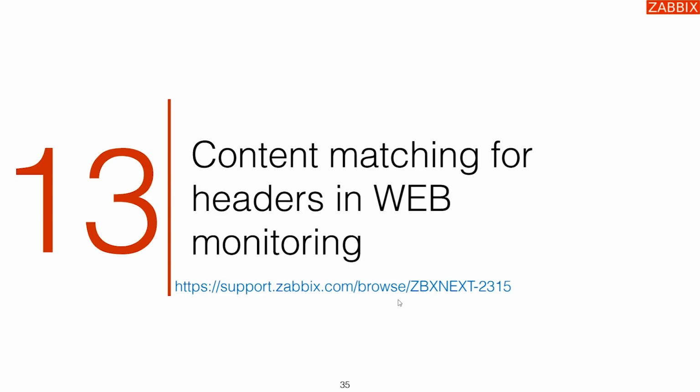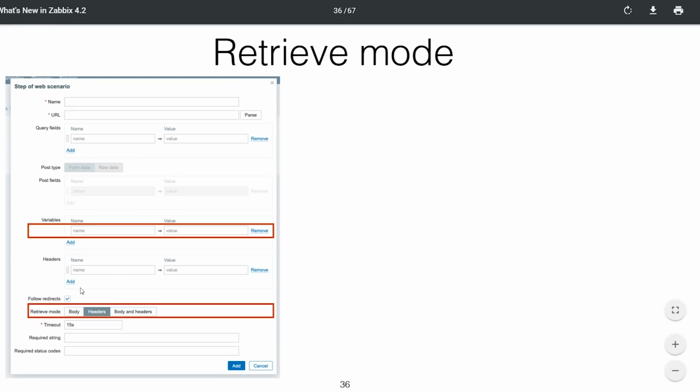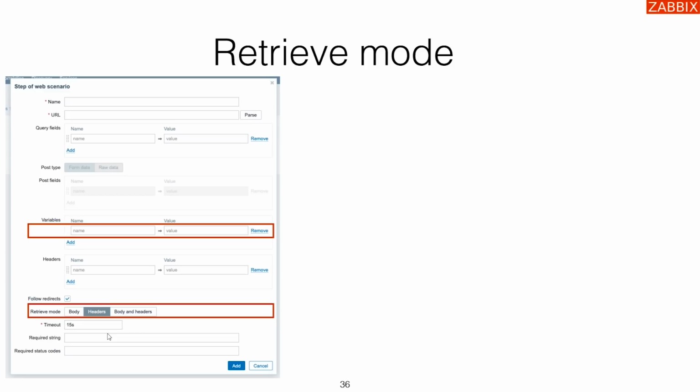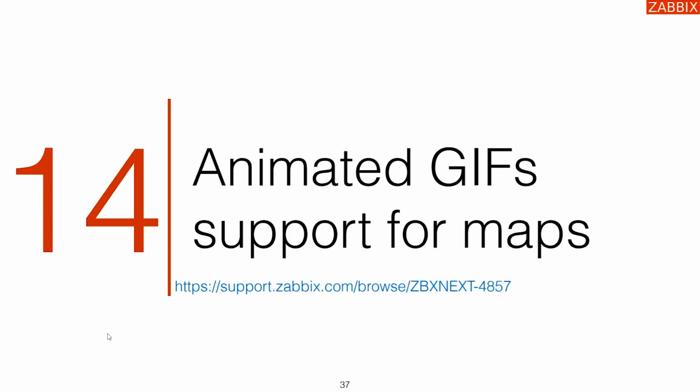Content matching for web headers in the web monitoring. Remember this part? Follow redirects, then there was a timeout, required string, and required status code. Now there is a new possibility to select what you want to retrieve. Will it be the header, will it be the body, or all of them together? So again, it allows you to customize monitoring of the web pages a little bit. Next, animated GIFs support for the maps.